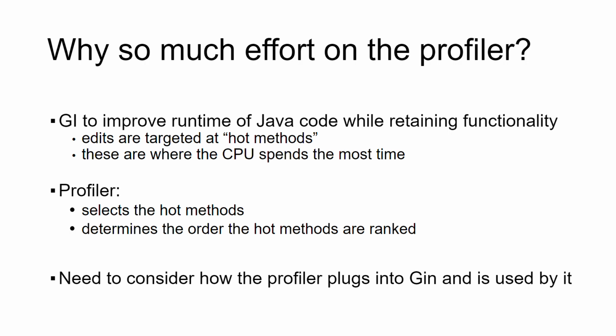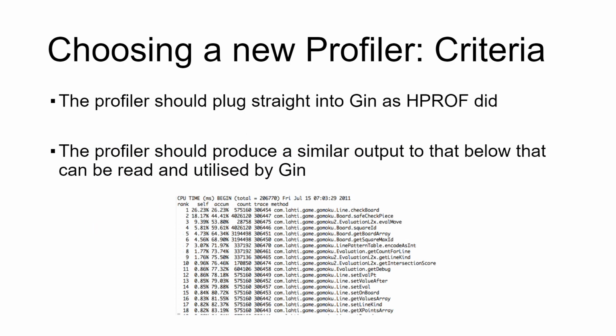It also determines the order the hot methods are ranked in, so we want our new profiler to work similarly. We used HProf before, and we want to get similar results with the new profiler. We want similar ranks in our hot methods so that we're targeting our edits at the correct functions. We also need to consider how the profiler plugs into Gin and is used by it. HProf was very easy to plug in and very easy to use, so we don't want something that's too complex. Using all this information, I noted down some criteria for selecting a new profiler. Just as I said before, HProf was very, very simple to use.